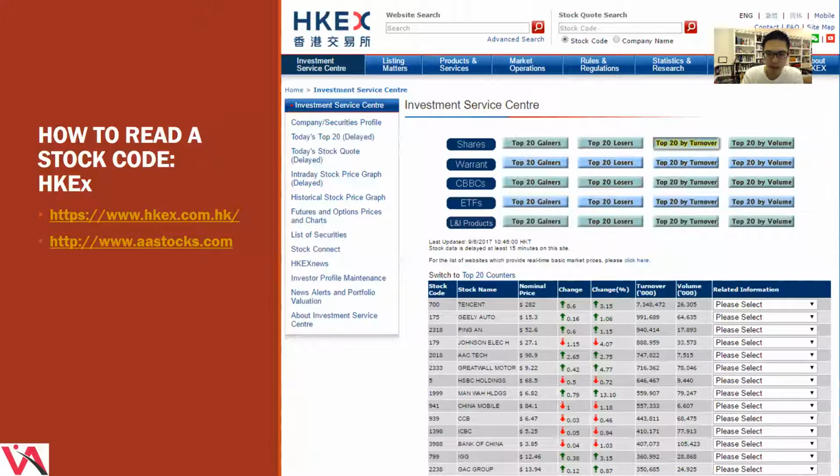So you have the stock code again. Hong Kong stocks are also identified by numbers, and then the stock name, their price right now, how much it has changed today, and the change in percentage. Turnover is basically the total value of trade executed that day. So how much in dollar terms, in Hong Kong dollar terms, has been traded for the stock. And the volume is the number of shares that has been traded for that day.